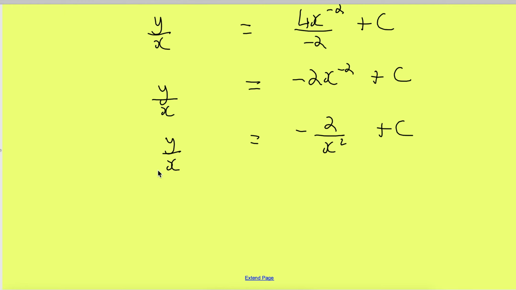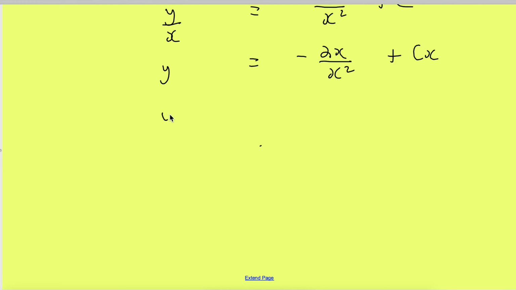And now I'm going to take the x over and multiply both things. That's going to be negative 2x over x squared plus cx. Because it's on the bottom here, so it jumps up onto the top because you're multiplying through by it. You can simplify that off. So y equals negative 2 over x plus cx.